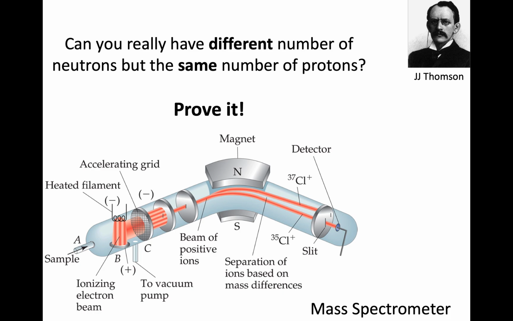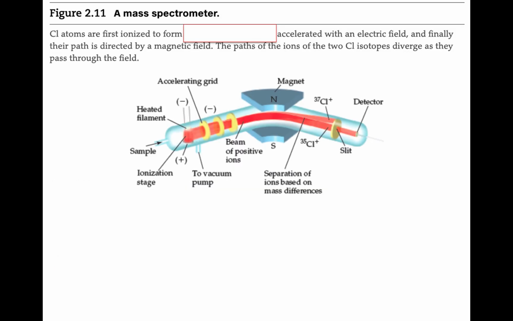I said that you can have different numbers of neutrons, but the same number of protons. Is that really possible? How would we prove it? Well, there's evidence for that in a modern instrument called a mass spectrometer. The mass spectrometer came under the same research group as J.J. Thomson. And so when we begin to explore how it functions, I think you're going to see the parallels to it. So here's a description of a mass spectrometer from your textbook.